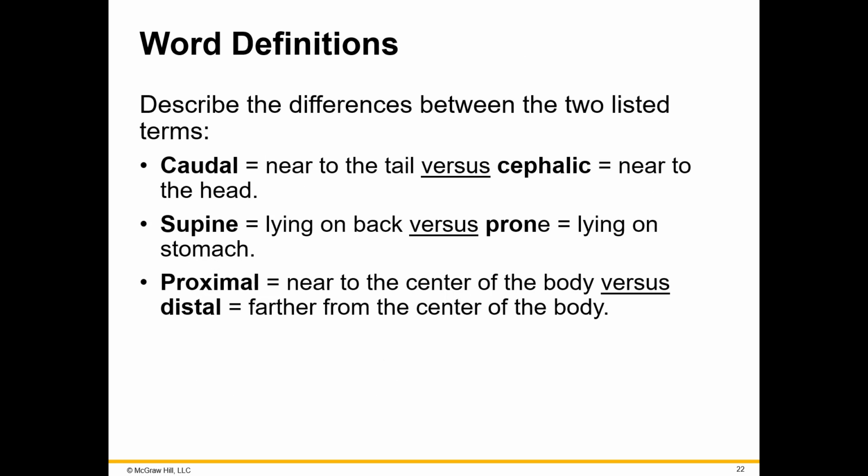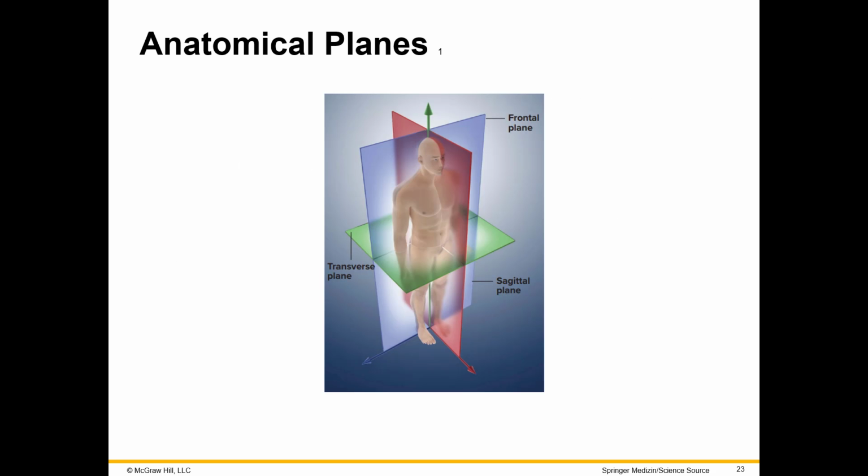Next, we're going to describe the difference between these two terms. So caudal is near the tail versus cephalic, which is near to the head. So cephalo, we can think of that being our brain. Caudal, you can think of that as your tailbone. All right, supine, lying on the back, versus prone, lying on the stomach. Proximal is near to the center of the body versus distal, which is farther from the center of the body. Remember, our abdomen tends to be where our center of the body is.